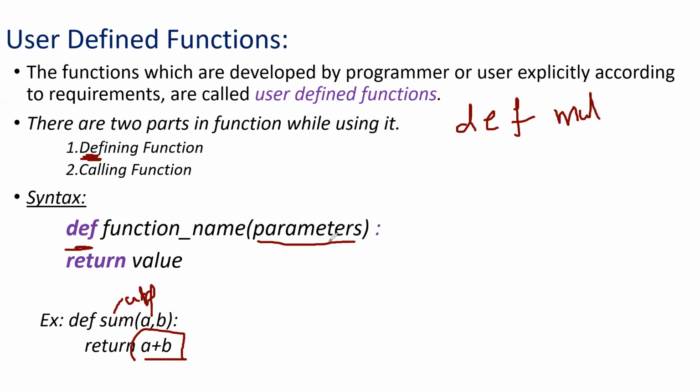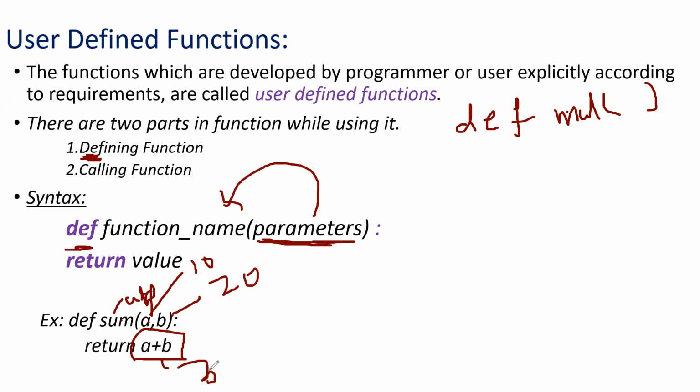Now parameters. Parameters are inputs to this function. Here, what are the inputs? a, b. If we give a the value 10 and b equal to 20, it adds both, 10 plus 20, and returns 30. If I don't give input to this function, it will not show any kind of output. That's the reason we need to give input.